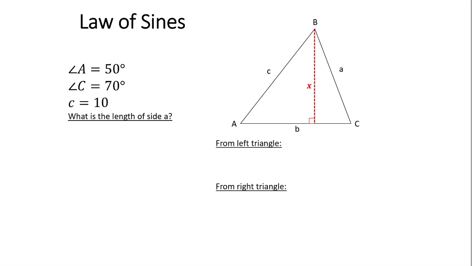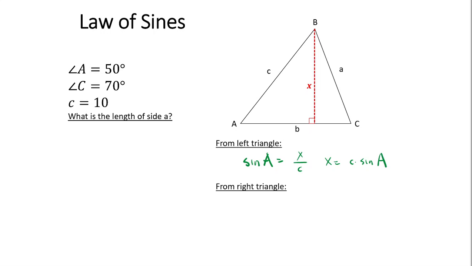Okay, so we drop this altitude here and we call that the height of that altitude. Let's call it x. So if we're looking at the right triangle, we can say that the sine of angle A, let's just use capital A, sine of A is equal to x divided by c. So if I want to know something about x, if I multiply both sides by c, x would equal c times the sine of A.